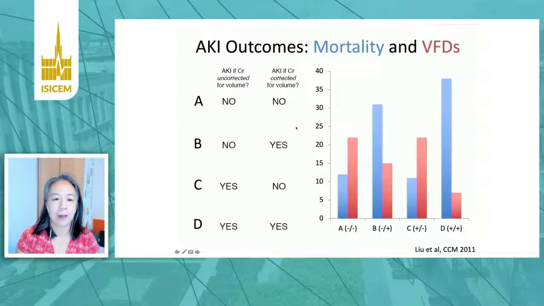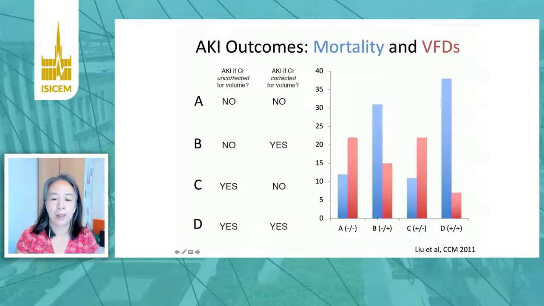And what you can see here is that if you examine outcomes in these patients, the mortality of patients without AKI, regardless of the way you consider creatinine, is quite low at approximately 12%. Those patients have a relatively high number of ventilator-free days. Again, the more ventilator-free days, the better the outcome. In contrast, patients with acute kidney injury have high mortality, low number of ventilator-free days.